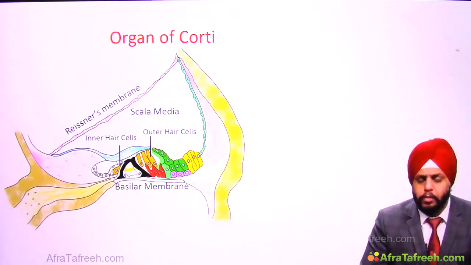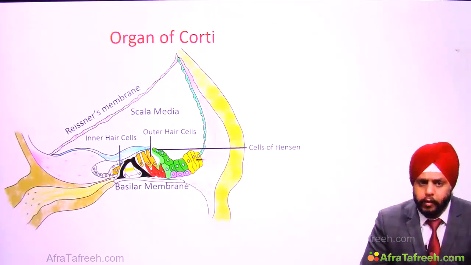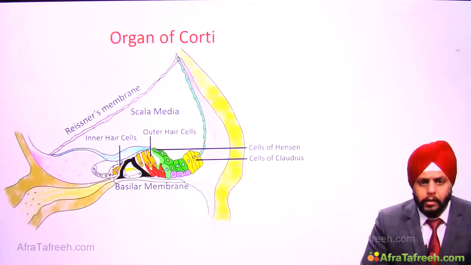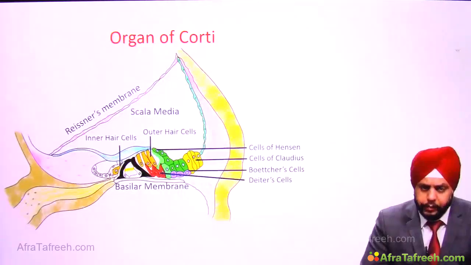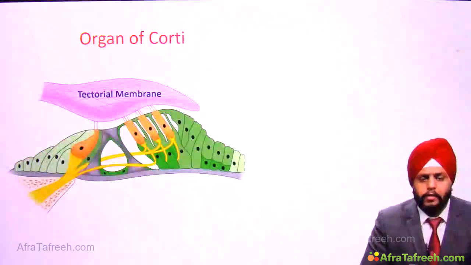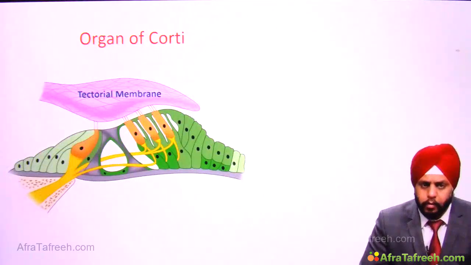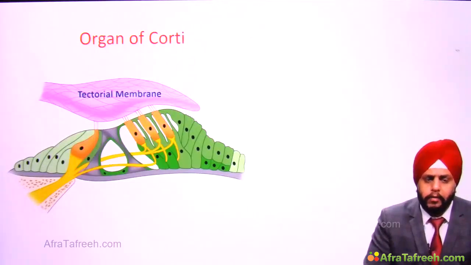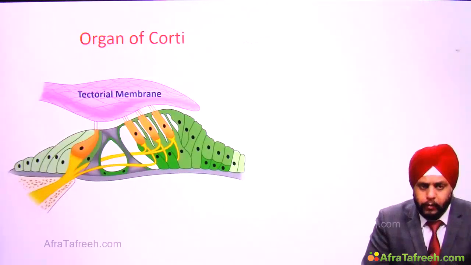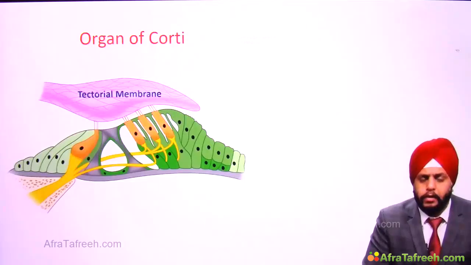Other than these two important cells, we have some other supporting cells such as cells of Hensen, cells of Claudius, the Boettcher cells, the Deiters cells, etc. Okay, so we'll study this organ of Corti. Let's have a magnified view of the organ of Corti. Once again, you can see over here the most important covering over these cells is the tectorial membrane. So this over here is the tectorial membrane in the organ of Corti.